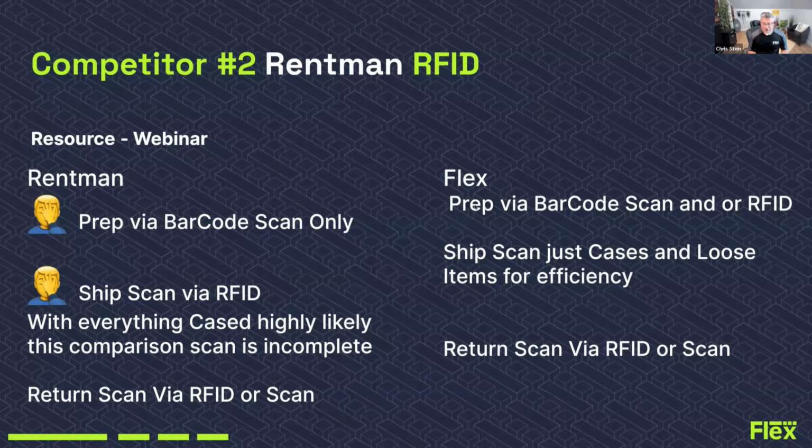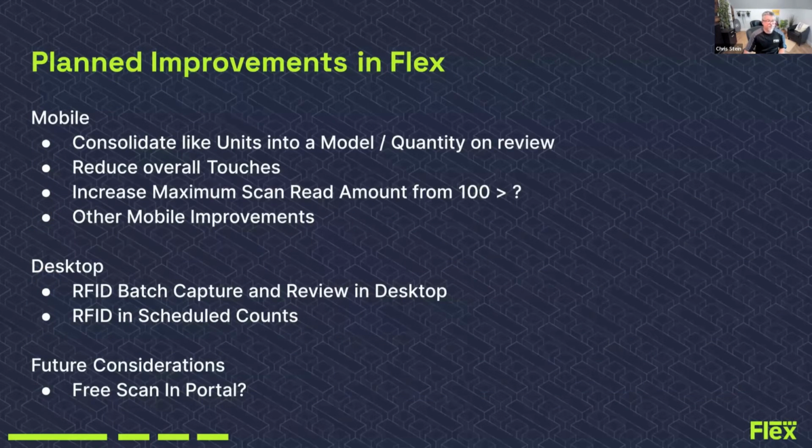So in our system, again, we can prep via barcode scans. We can ship. When people do ship scans, we recommend that they just scan the cases and the loose items. It's much more efficient, and you don't have to worry about that. And then return via scan and RFID. So again, our process doesn't change whether you're using barcode scanning or RFID. And we haven't heard of many people getting great overall workflow functionality out of that product.